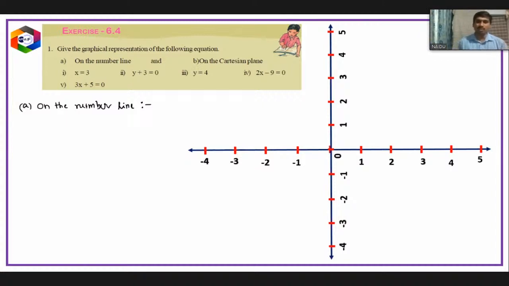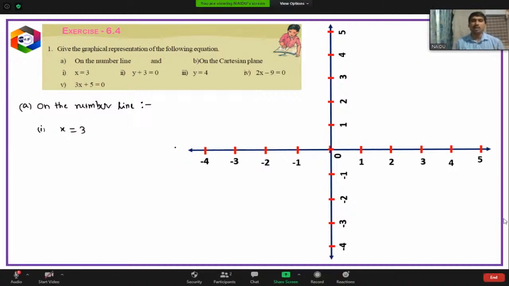So now that's why I have drawn the horizontal number line and vertical number line. So the first one is x is equals to 3. Observe children. So this is first case I am taking on the number line. I am taking this as a simple equation. So it has only one solution, x equal to 3.